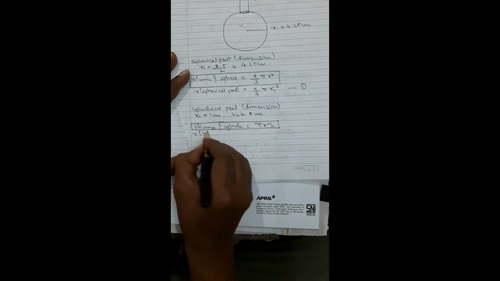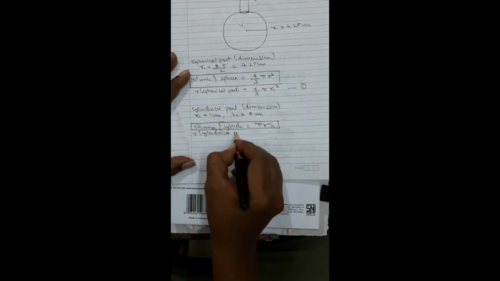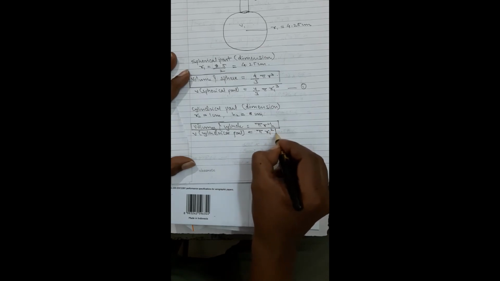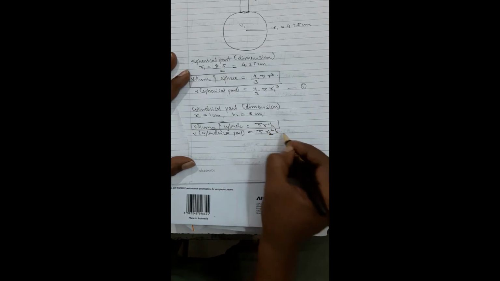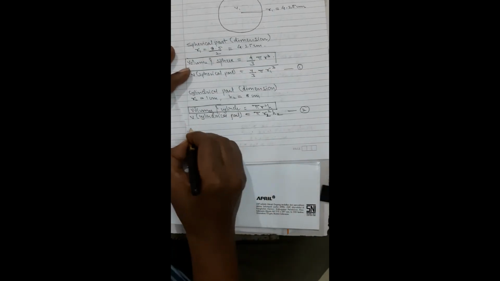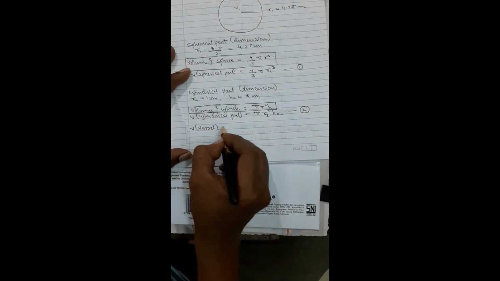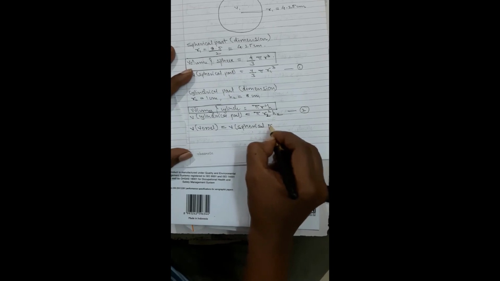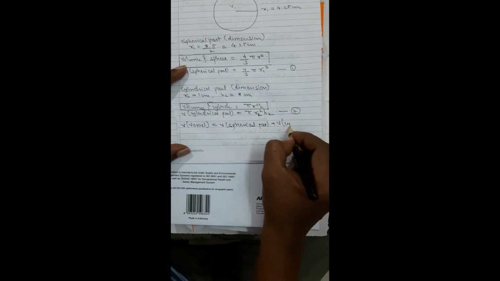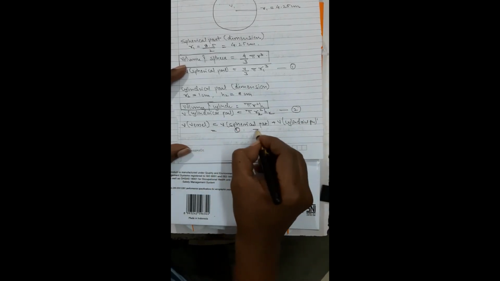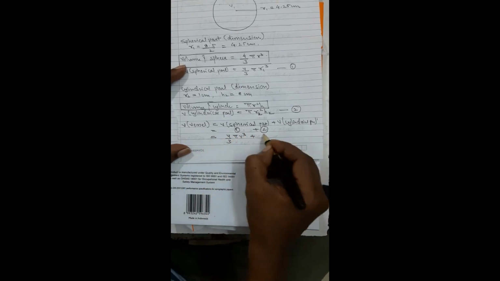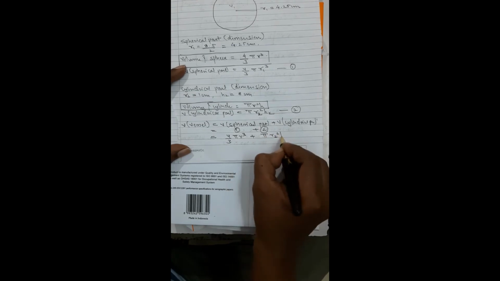Therefore, volume of cylindrical part is equal to pi r2 square h2. This is 2. Volume of vessel is equal to volume of spherical part plus volume of cylindrical part. That is equal to 1 plus 2. That is equal to 4 upon 3 pi r cube plus pi r2 square h2.